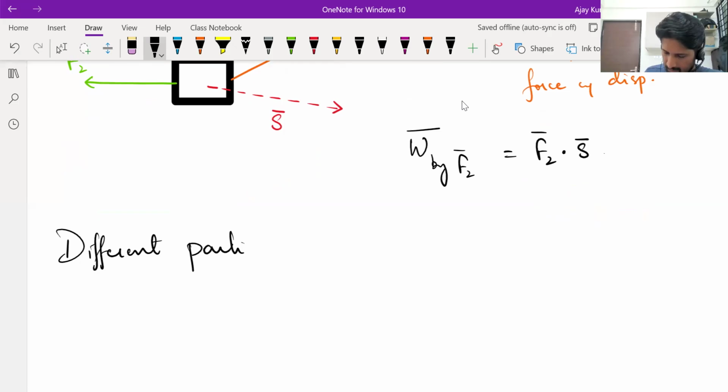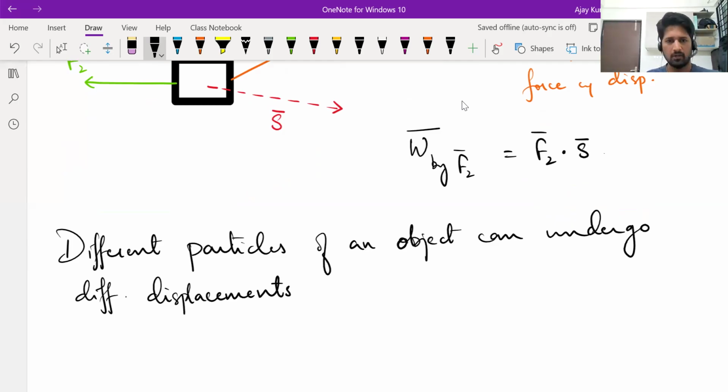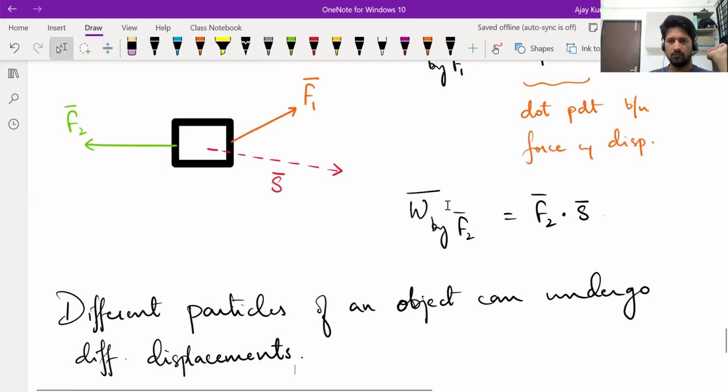Different particles of a system or of an object can undergo different displacements in a certain interval of time. Okay. Then if that is the case, how do we calculate work done by a force? Which particle's displacement should we take?